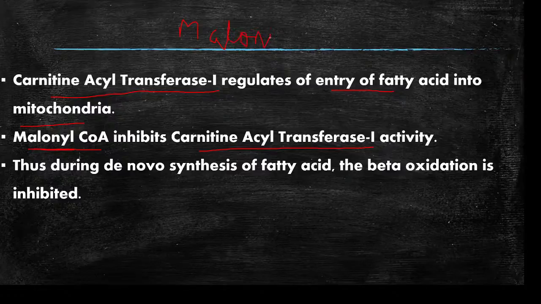That indicates our body is sufficient with ATP, so that is why it is going with anabolism rather than catabolism. During de novo synthesis of fatty acid, beta oxidation is inhibited. De novo synthesis of fatty acid is an anabolic process that occurs when our body has sufficient energy, and so in that case it will inhibit the catabolic process of beta oxidation. Okay.